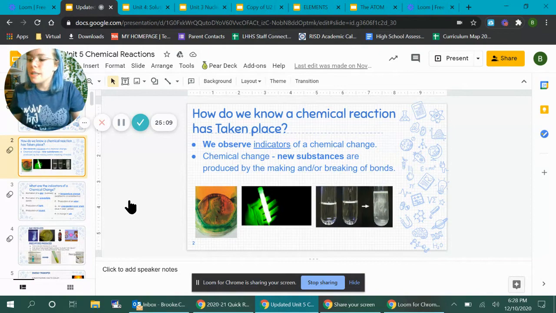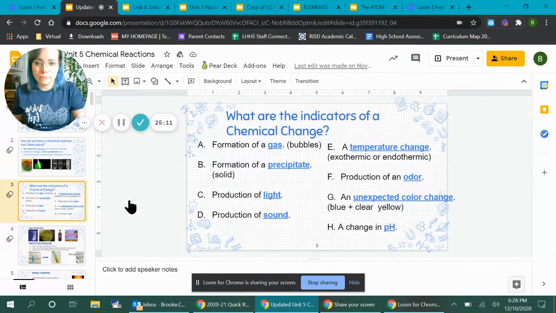Okay, so indicators of a chemical reaction: gas, precipitate, which is the solid at the bottom, or the kind of cloudy look, right? Light, sound, temperature, smell or odor, color change, and a change in pH.